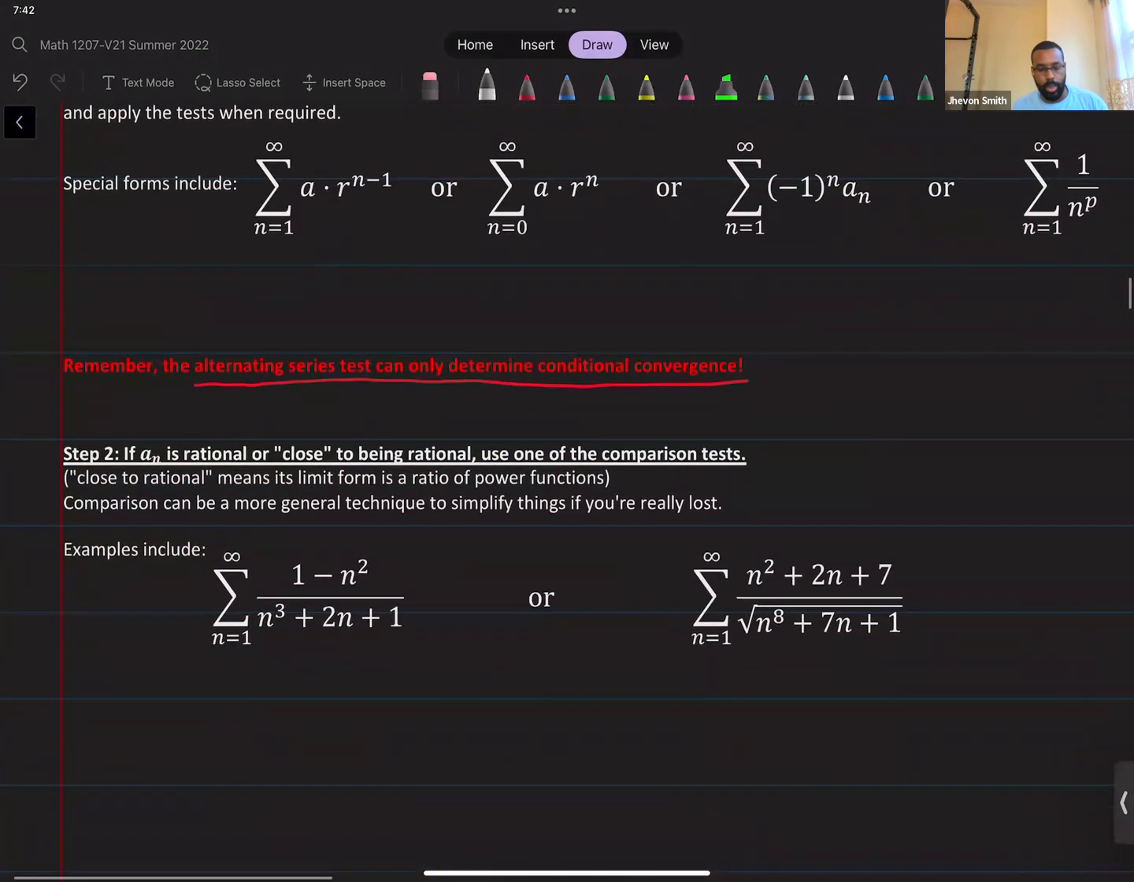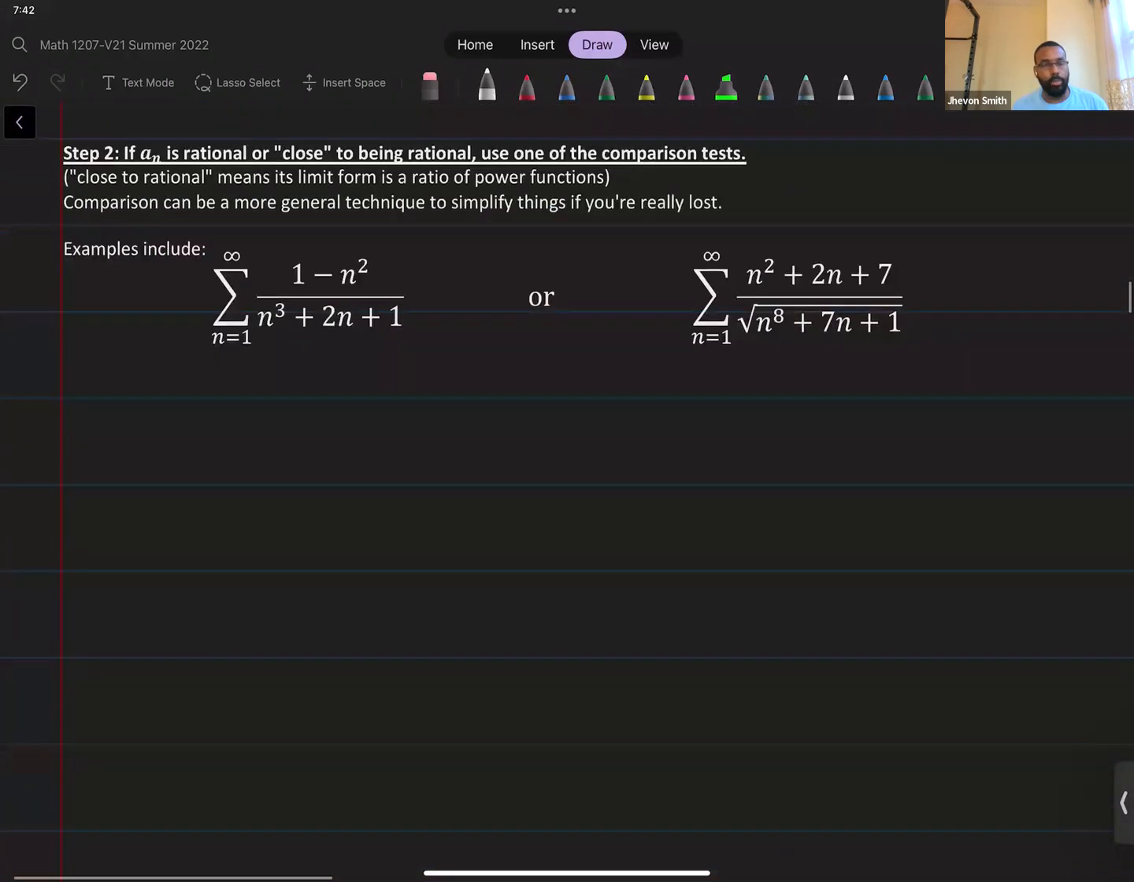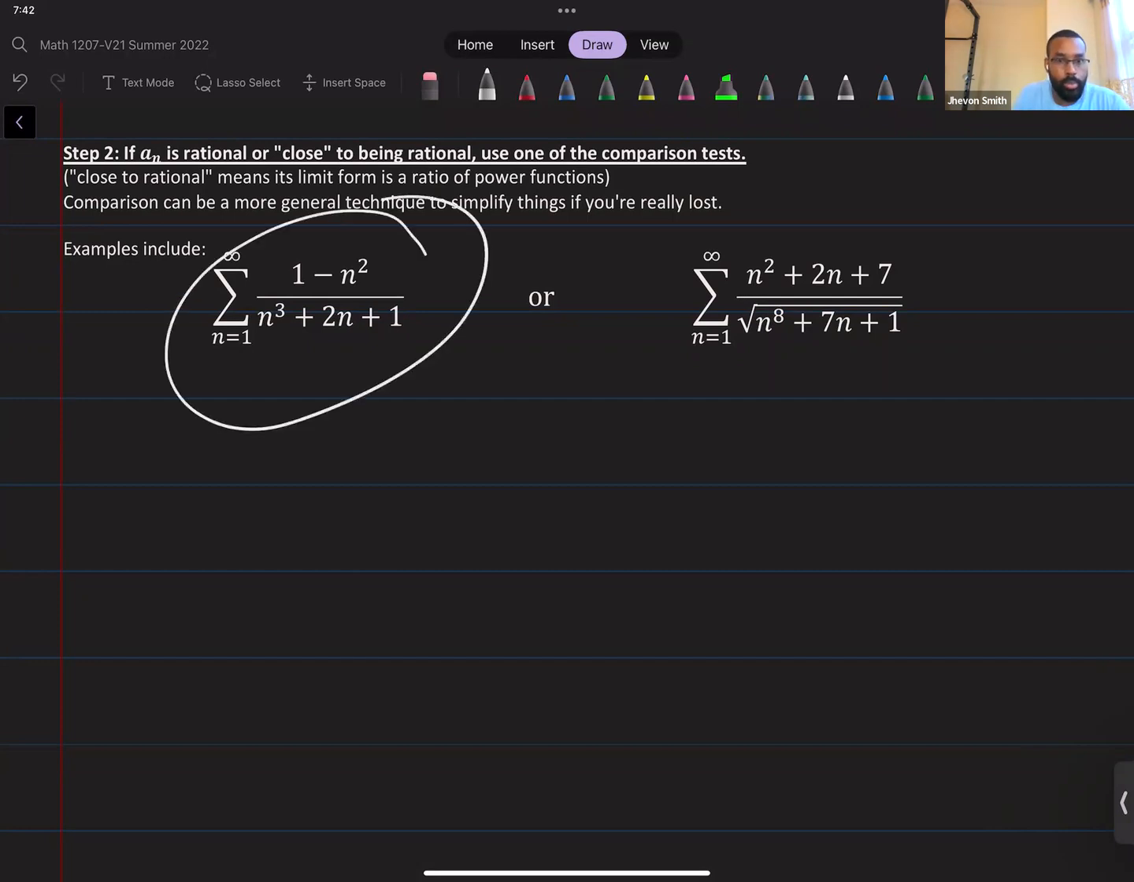Here's another one. If a series is rational or close to being rational, you can use a comparison test. And usually in this scenario, you'd want to compare it to a P series. So rational means it's a ratio of polynomials, like this guy is a ratio of polynomials. Okay.